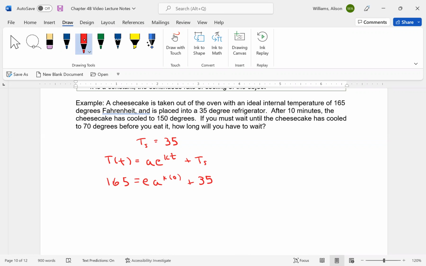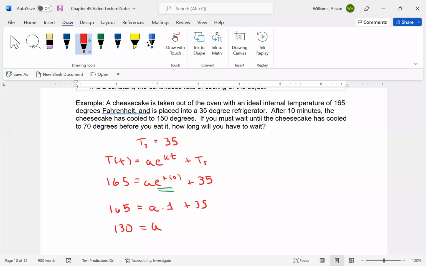Okay, so this is actually going to allow us, oops, I just realized I switched E and A, to solve for A because that's going to be e to the 0, right? K times 0 is just 0 and e to the 0 is 1. So that's just A times 1, which is just A, which means I could solve for A by just subtracting 35 from both sides. Wow, why am I not writing the 5 there? Who knows? A is going to be 130.